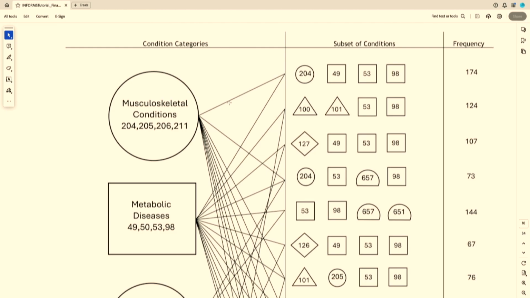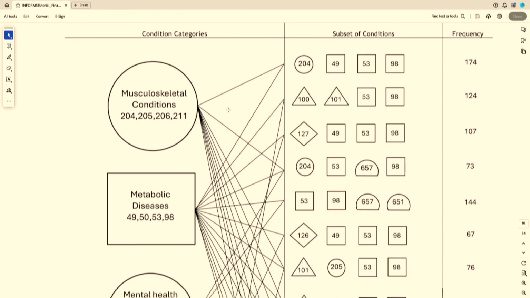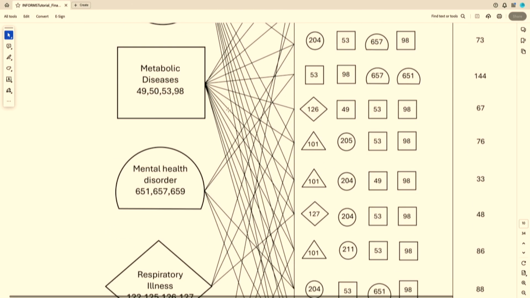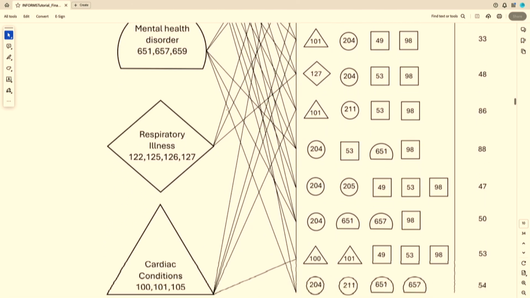What I'm trying to show here is that this subset has code 204, which is a musculoskeletal condition. This is 49, 53, 98. This is actually diabetes, high cholesterol, high blood pressure. These are all coming from the metabolic disease group. Each disease group is given a different shape. So you have circles, squares, half circles, triangles, and then diamonds.